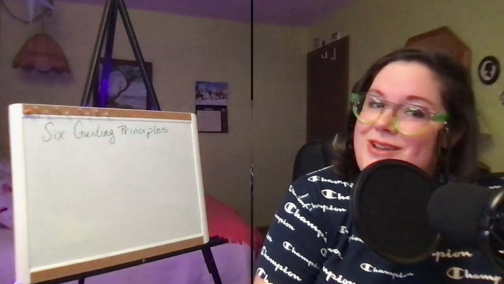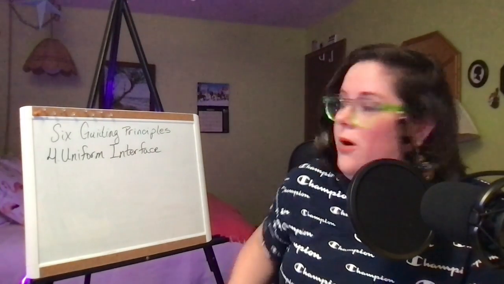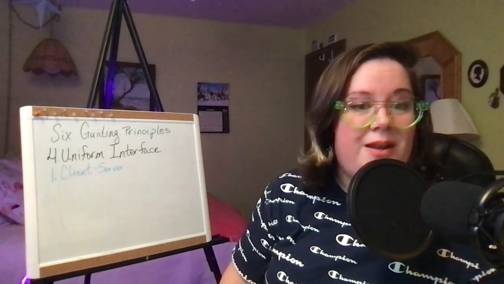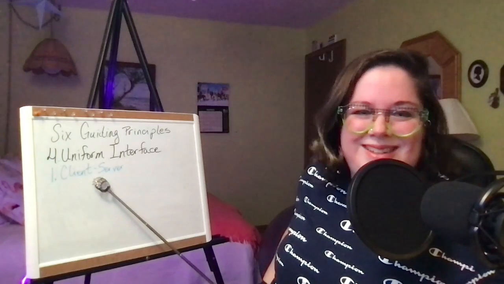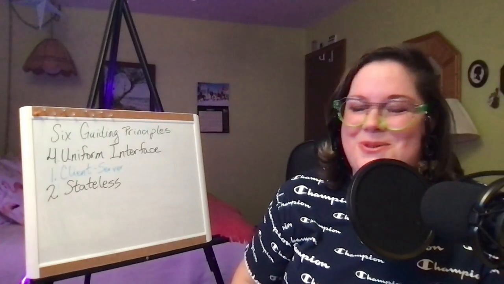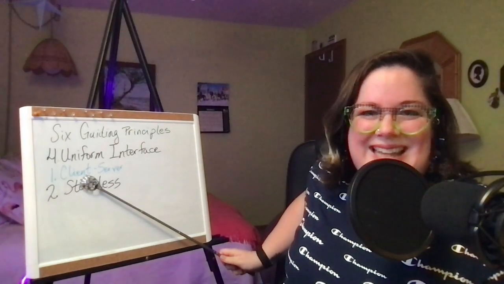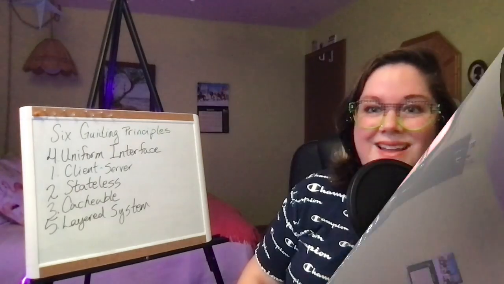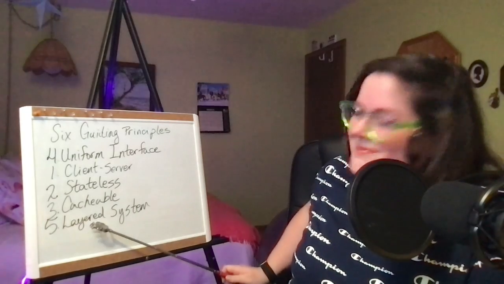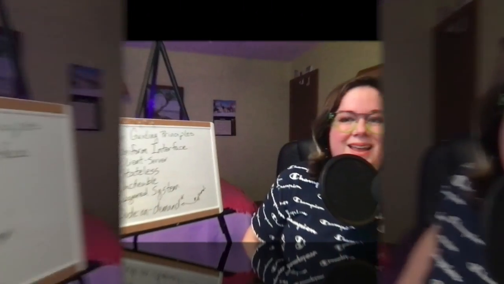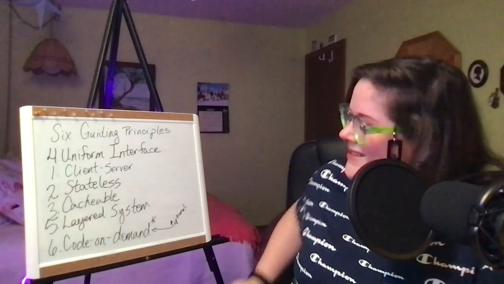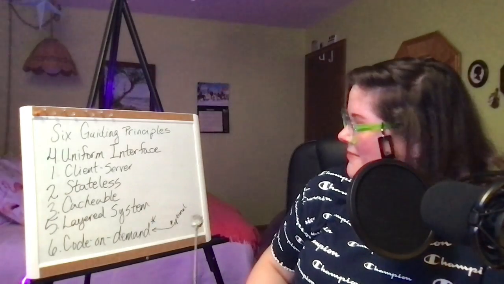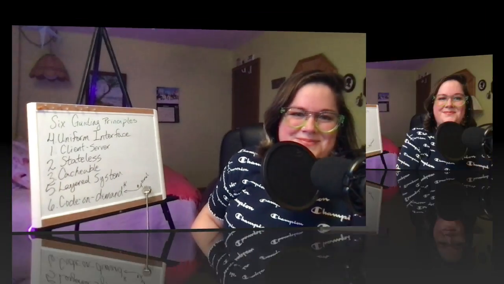The 6 principles are: number 1, client server. Number 2, stateless. Number 3, cacheable. Number 4, uniform interface. Number 5, layered system. And number 6, code on demand. Now, this one, it's optional.